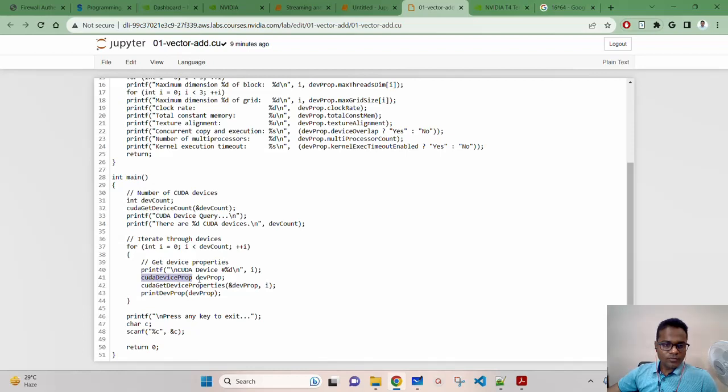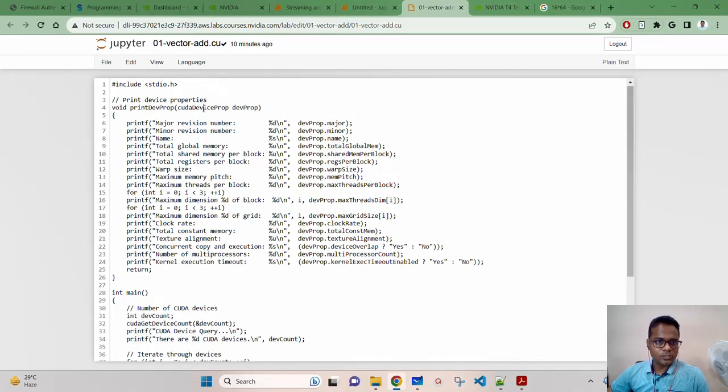So cudaDeviceProp is a type, and devProp is a variable of that type. Now I am calling the function cudaGetDeviceProperties, passing the devProp variable declared here, and the ID of that particular device. We have only one, so it will always be 0. Then I'm calling the printDeviceProp function, a user-defined function which expects a variable of type cudaDeviceProp.